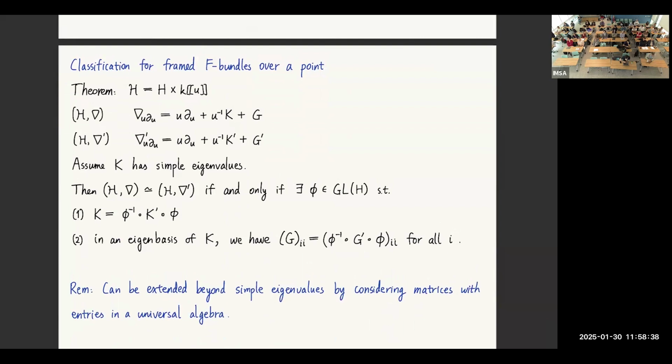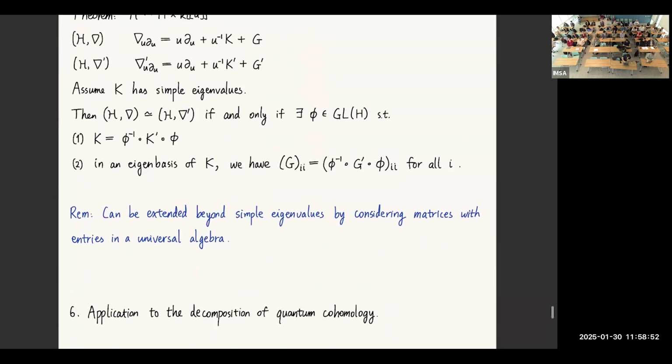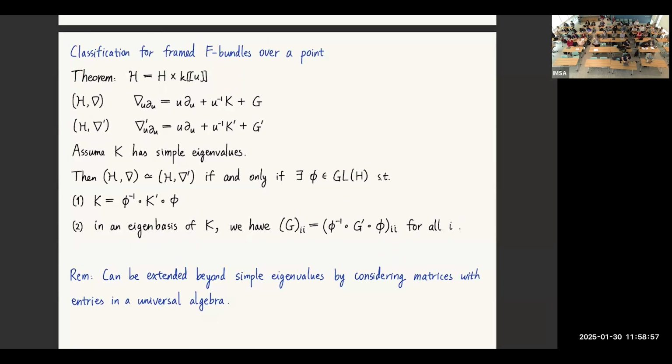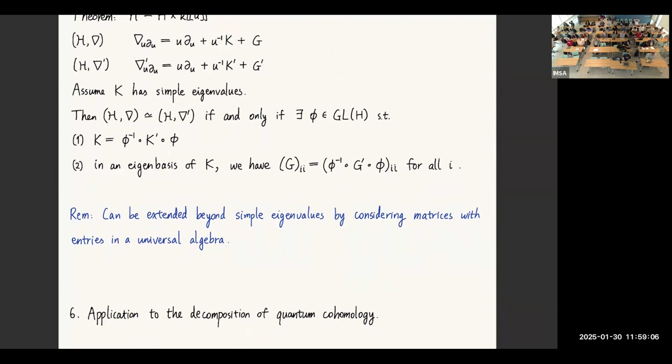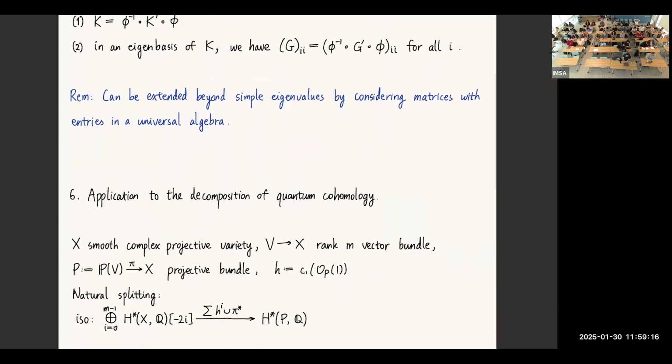And I want to remark that this theorem can also be extended beyond simple eigenvalues by considering matrices with entries in the universal algebra. And finally, this classification theorem, and also the extension of framing theorem, can be applied to decompositions of quantum cohomology, where we can strengthen the existence results and get the uniqueness result.